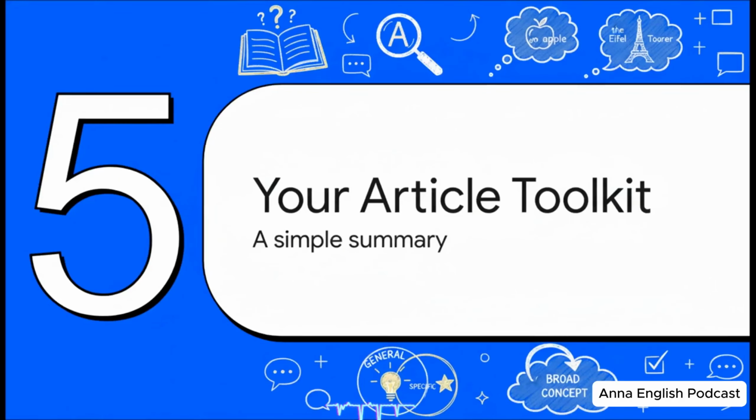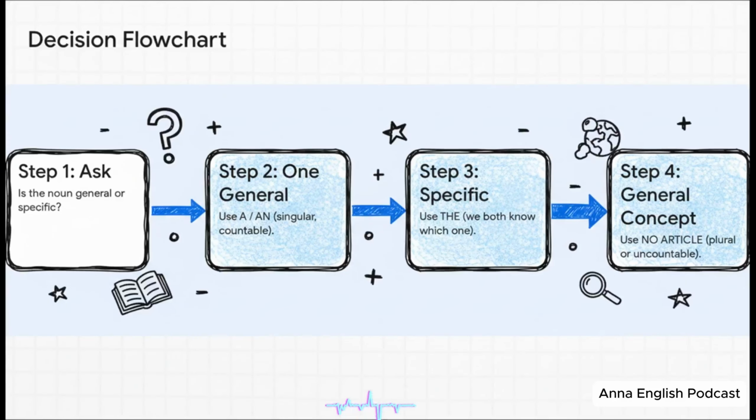That's our whole toolkit. Now let's just pull it all together in a quick and simple summary. Think of this as your step-by-step guide that you can use anytime you're trying to figure this out. Okay, here's the process. Step 1, and this is always step 1. Ask yourself, is this thing general or specific? Got your answer? Okay, step 2. If it's one general thing that you can count, you're going to use a or an. Step 3, if it's the specific thing that we both know about, then you use the. And finally, step 4, if you're talking about a big general concept or something plural or something you can't count, you use nothing, no article at all. That's the whole logic right there.